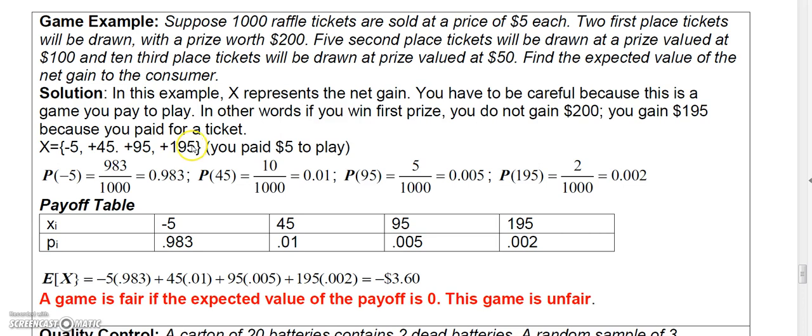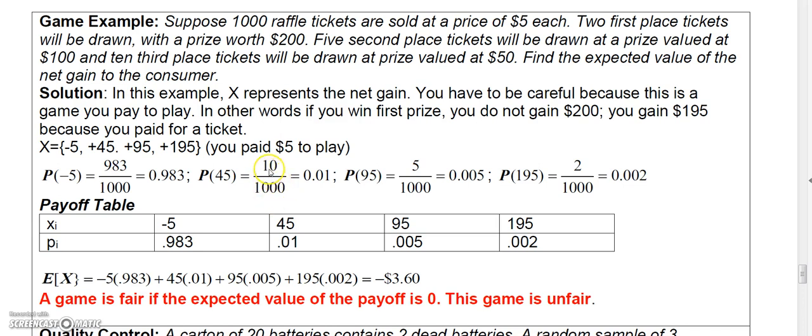Now, to calculate the probabilities, it might make more sense if we work backwards. So the probability that you win the first place prize, if you read the problem, there are 2 winning tickets out of 1,000. So the probability would be 2 out of 1,000. To win the second place prize, there's 5 winning tickets out of 1,000. So the probability would be 5 out of 1,000 that you win that. And the third place prize would be 10 out of 1,000 because there's 10 winners for the third place prize.